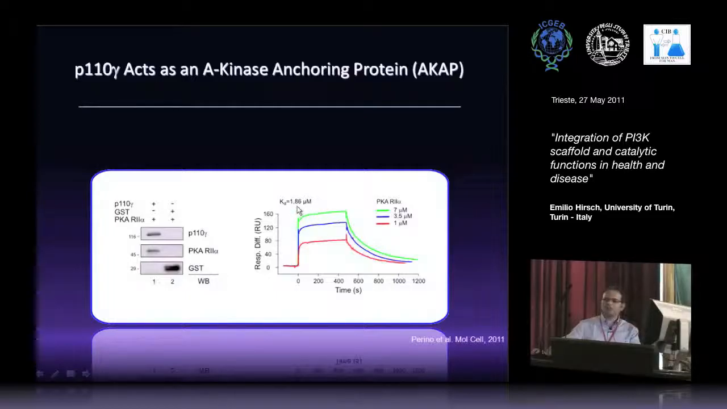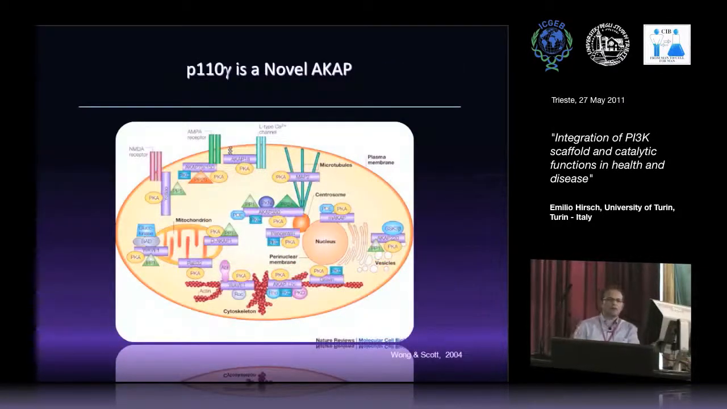The KD is not really fantastic. It's in the low micromolar range, but this is known to be sufficient for a lot of these scaffold proteins that actually bind PKA and localize PKA-mediated signal transduction. So this was telling us that somehow PI3 kinase gamma is an AKAP and is able to bind PKA. But usually AKAPs are part of larger complexes.